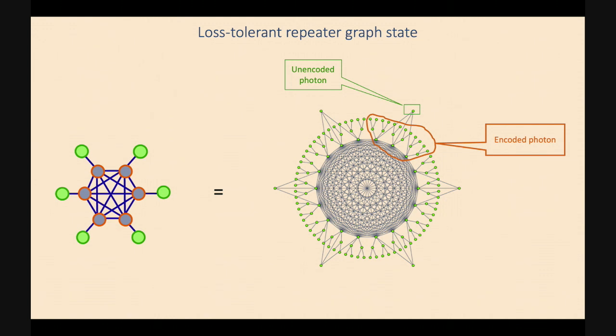You need to build in some protection. I'm not going to get into details of this, but there's a way to build in loss tolerance into your states, so that if you lose photons, these protocols can still work.